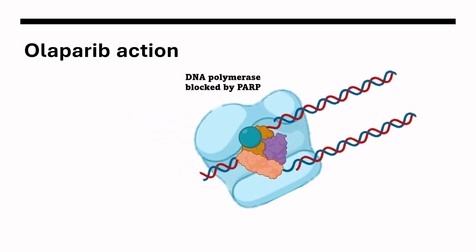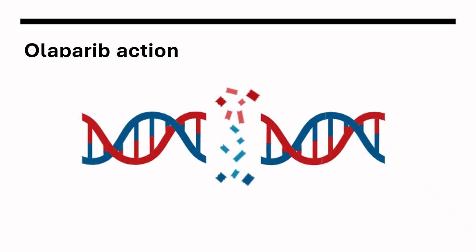During the next S phase, replication forks collide with PARP. The forks stall and signal replication stress. If the stalled forks are not stabilized, double-strand breaks, DSBs, form. One DSB is highly cytotoxic and can only be repaired by homologous repair.